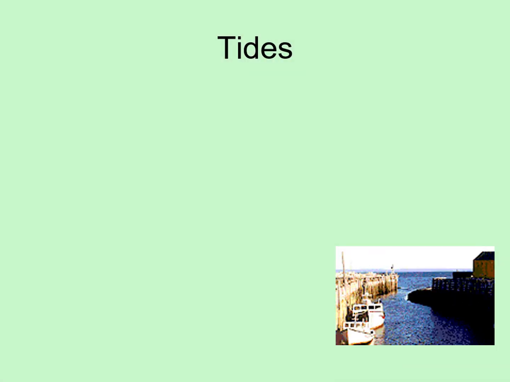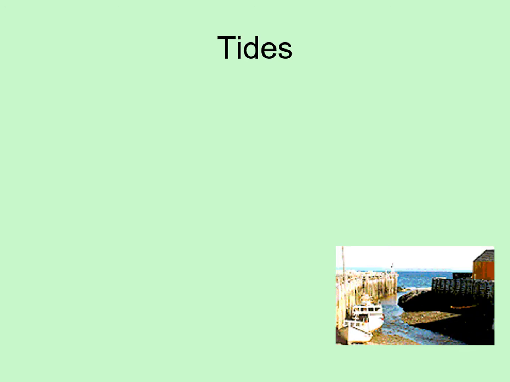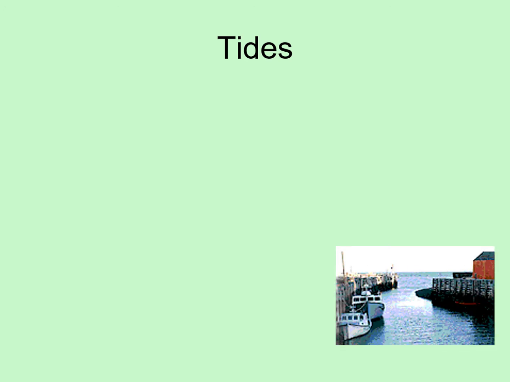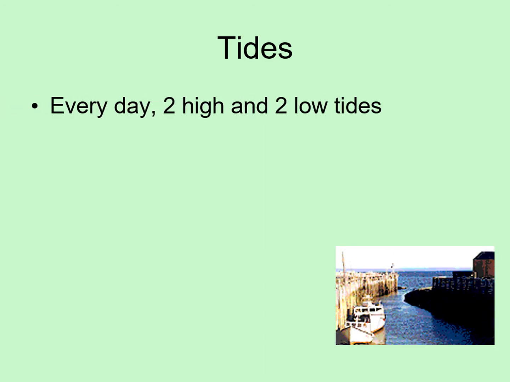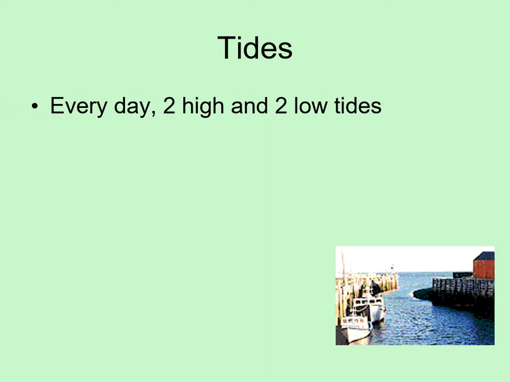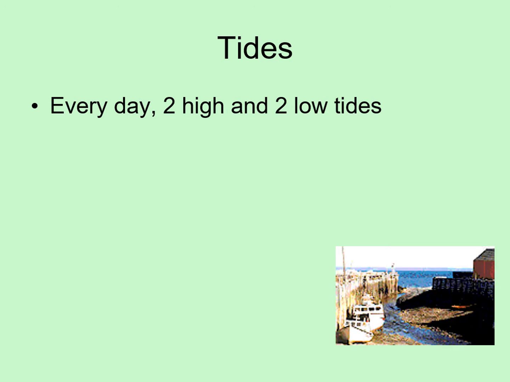We've got one last topic to look at in this chapter: tides. Tides are the gradual up and down movement of the ocean water over the course of a day. Along most coastlines, we see 2 high tides and 2 low tides every day.